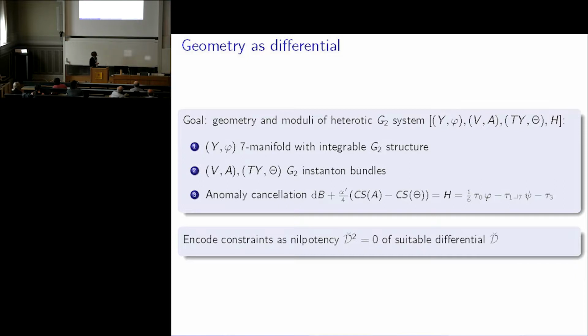With that, we have the full description of the heterotic D2 system, which is this collection of 4 objects. Y here is a 7-dimensional manifold with integrable D2 structure. These 2 bundles, the vector bundle and the tangent bundle, have to admit connections, which are D2 instantons. And the anomaly cancellation condition has to hold, which relates the torsion to this exterior derivative of a B field and the Chern-Simons terms. And what I will do next is to find this operator here, which I will call D check, so that the nilpotency of this operator reproduces these constraints.